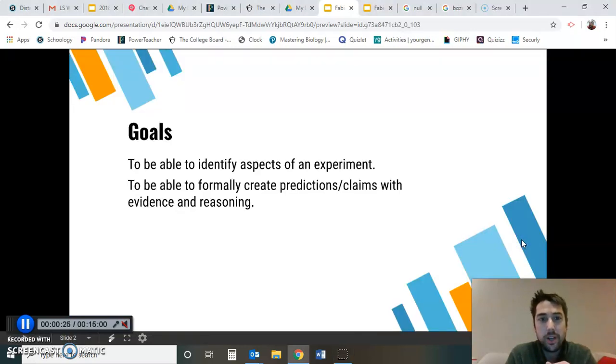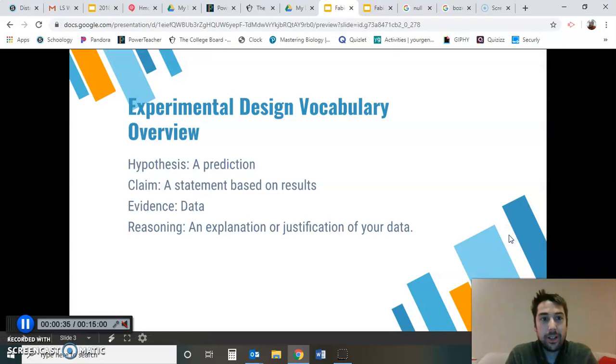So here we go. Today we want to be able to identify aspects of an experiment and to formally create predictions or claims with evidence and reasoning. That's kind of the big thing that they always ask you to do. So let's just do some quick vocabulary overview. We have a hypothesis. You may be familiar with some of these. A prediction in some way, a claim, a statement based on results. Data and evidence go together. And reasoning, an explanation or justification of your data.